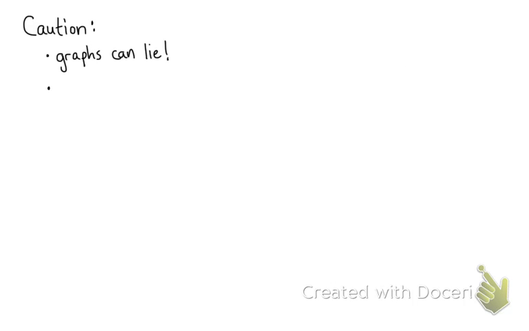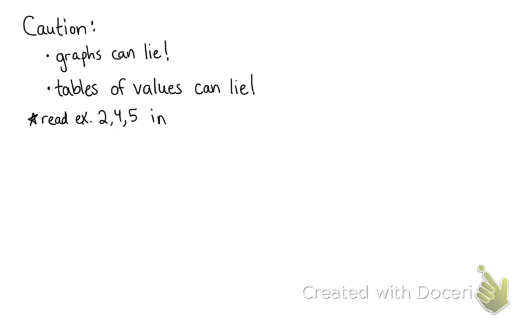Okay, a couple of cautionary tales. Graphs and tables can lie. Some examples of this are in your book, examples 2 and 4, and to a lesser extent 5. Please read them. In fact, read the whole section, please. But if you must only look at a few examples, look at 2 and 4 and 5.